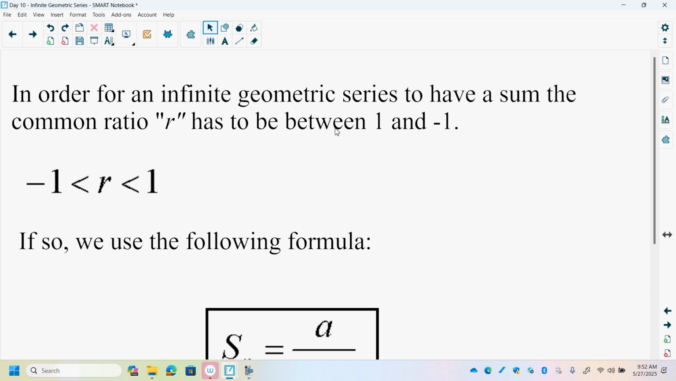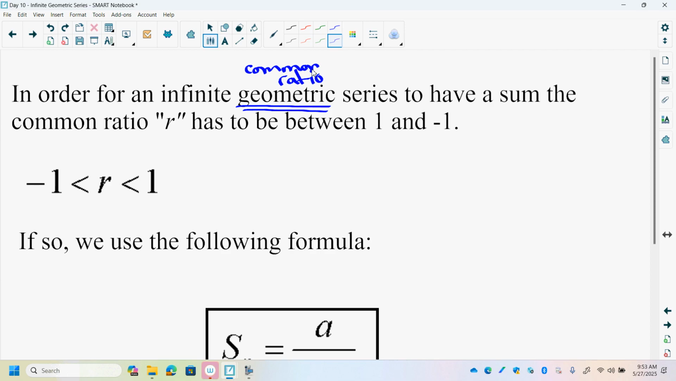This is the type of series that you can find the sum of. It has to be geometric. So what do we mean by geometric? It has a common ratio. So if it's arithmetic, no good. It doesn't have a sum. It would be divergent.